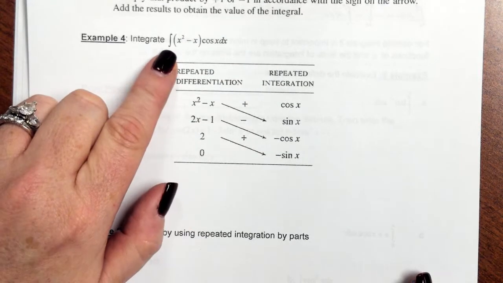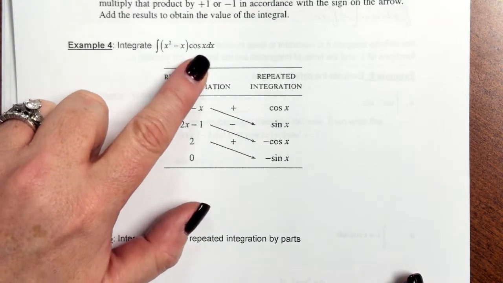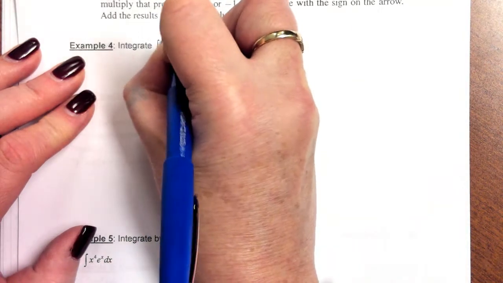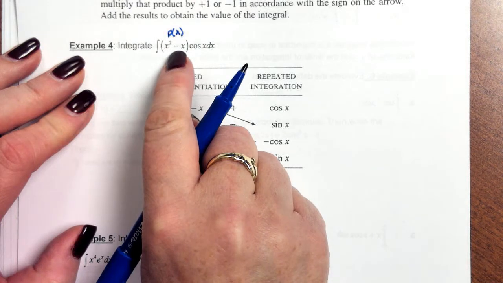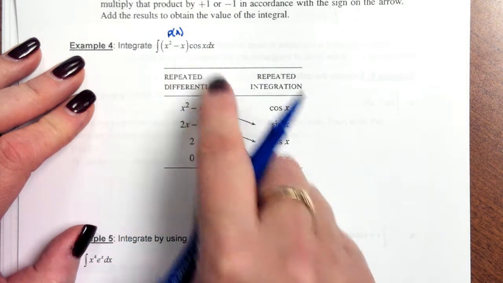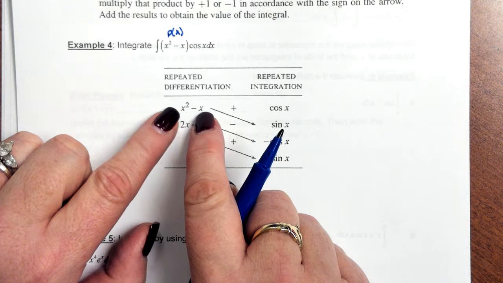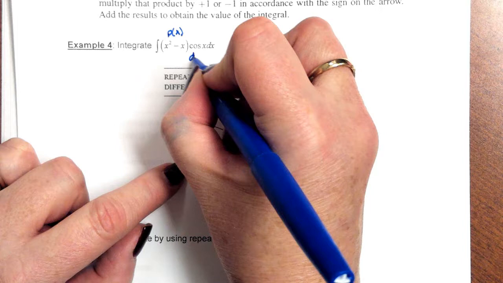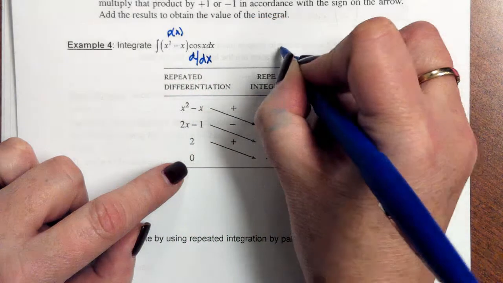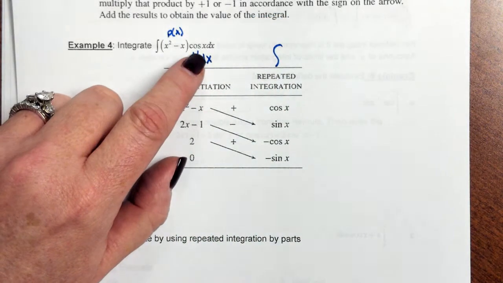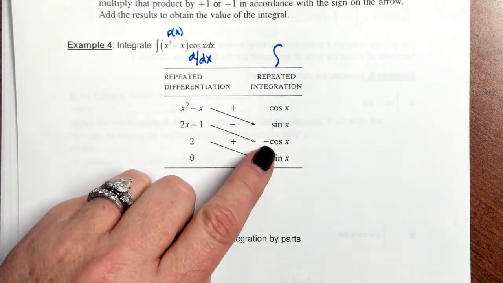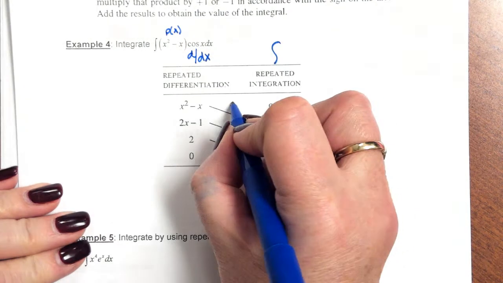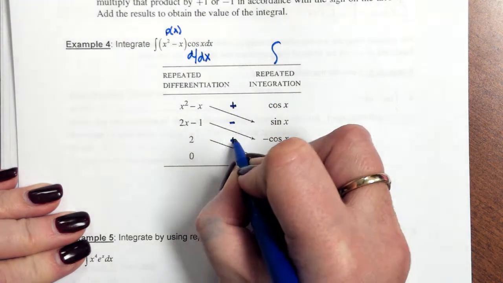So for example, here's the integral of x squared minus x times cosine of x. So here is your p of x. Here is your polynomial function x squared minus x. Here is your trig function. So what you're going to do is you simply just differentiate x squared minus x until you get down to a 0. So this is my d dx. The other function you're going to integrate. So integral of cosine is sine, integral of sine is negative cosine, integral of negative cosine is negative sine. Label your arrows starting with a plus and alternate plus, minus, plus.